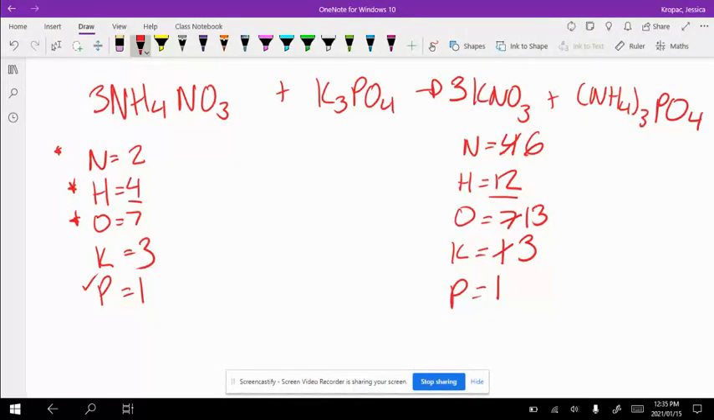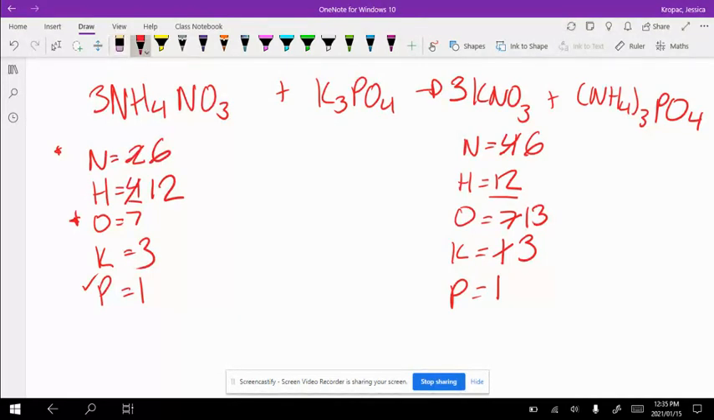So when I put a 3 in front of there, I've now changed it. I now have 12 hydrogens. My hydrogens are now equal. But I didn't just change my hydrogens, I also changed my nitrogens and my oxygens. So I'm going to check and see how this changes. So here I have 3, 3, and 3. That means I'm going to have a total of 6 nitrogens in this compound.